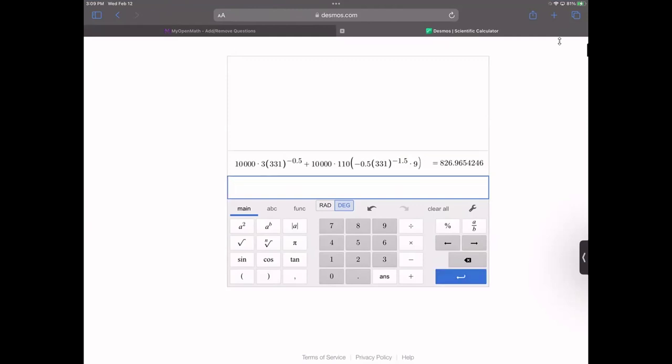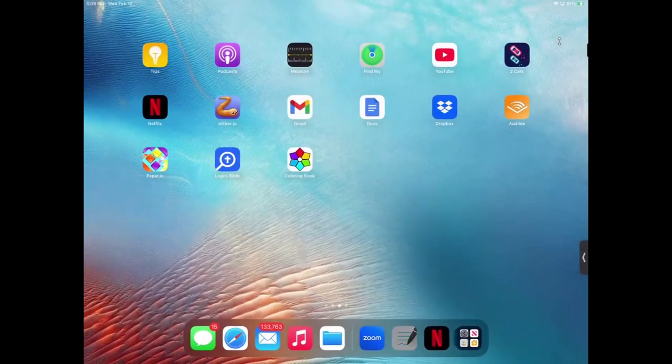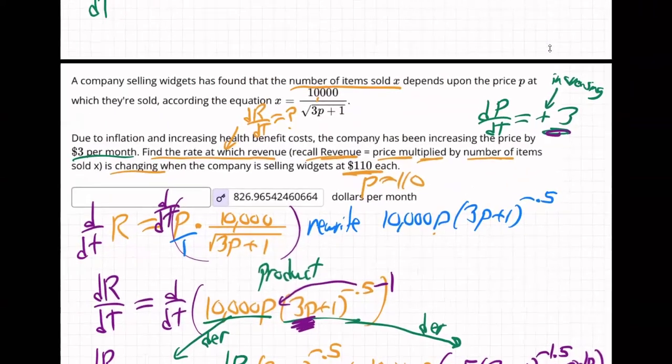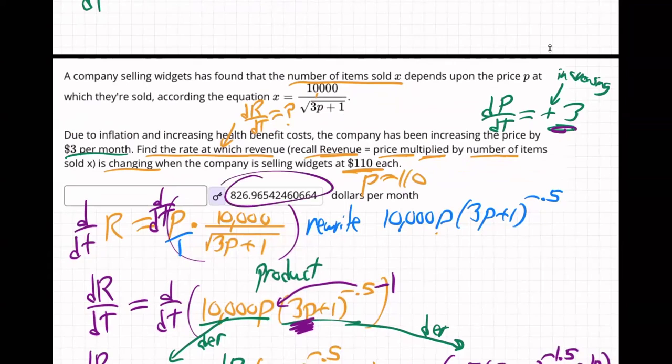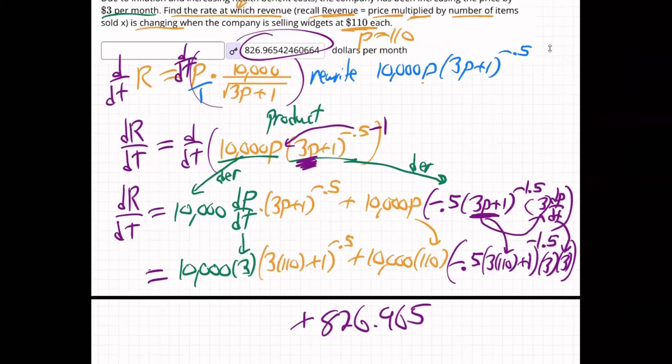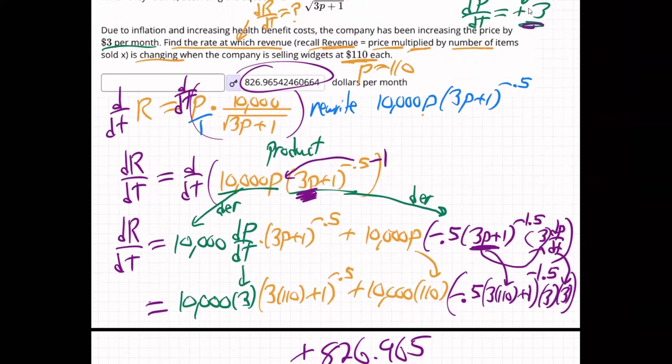I'm getting 826,965. So it came out positive. Is that right? 826,965. Beautiful. Wow. That was a tough one. A lot of little steps on that. And so there we go.